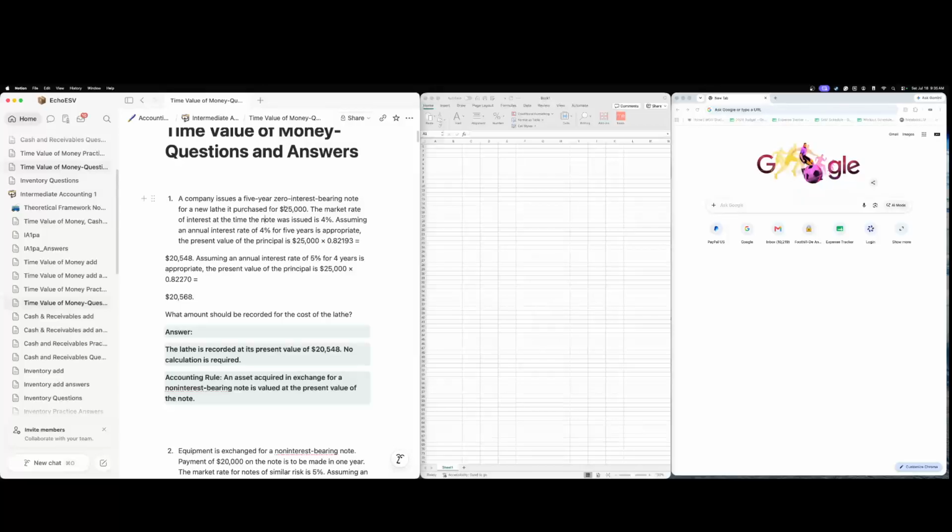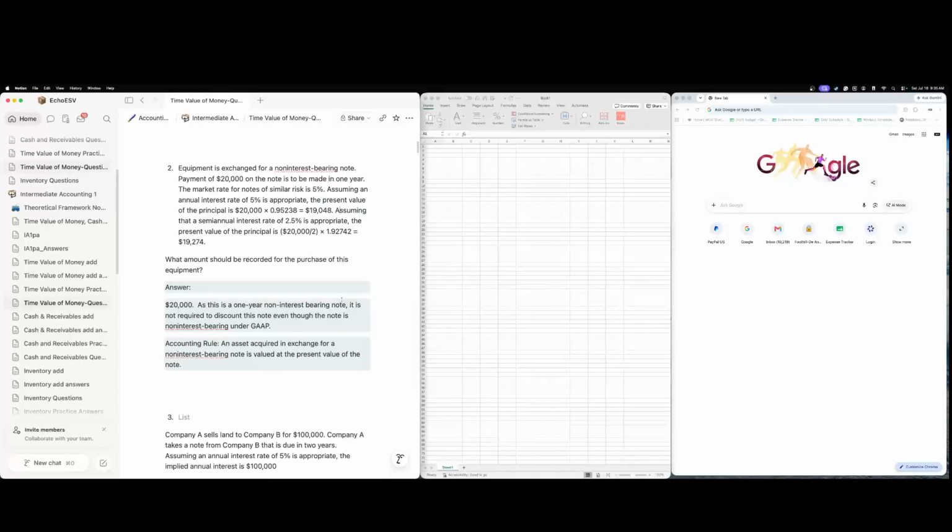If this note is not a current asset, as in it's not less than a year, if it's over a year, it's going to be related to the present value of the principal. It's going to be recorded at the present value. So they're asking, it's a 5-year bond at 4%. So the present value is 20,548.